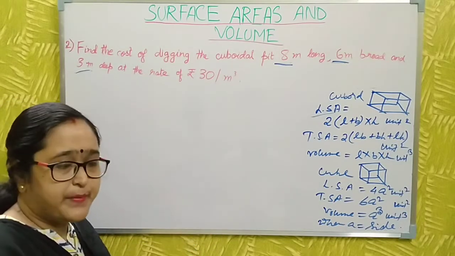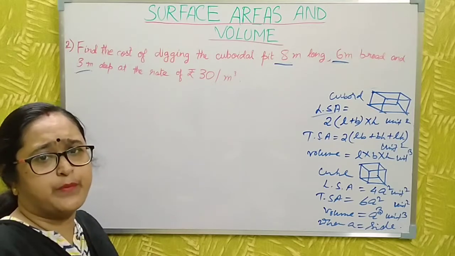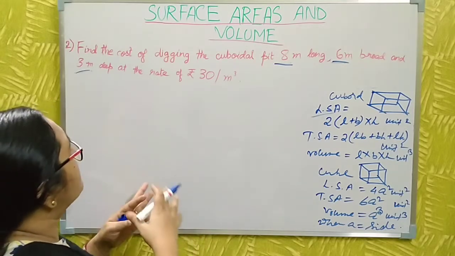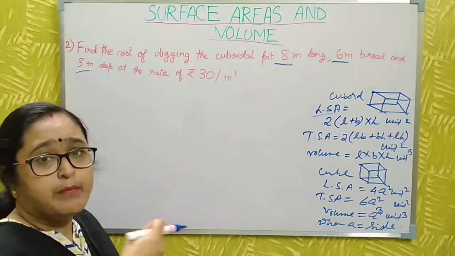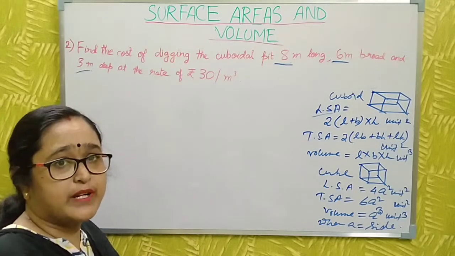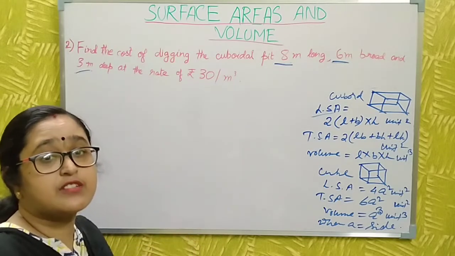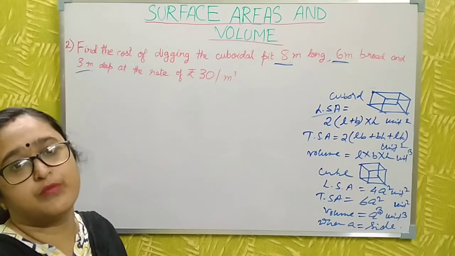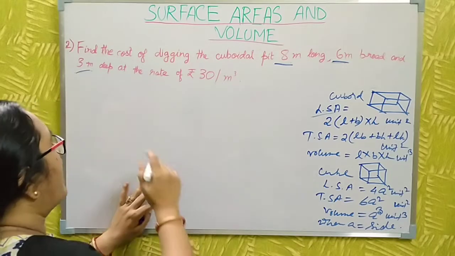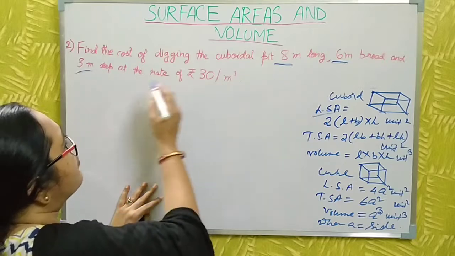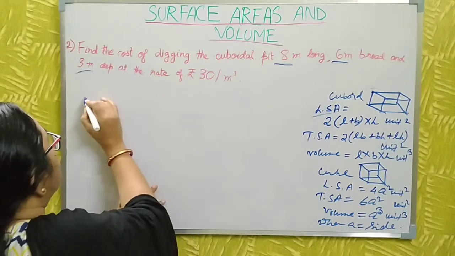Find the cost of digging a cuboidal pit. Okay, a pit, a cuboidal pit means a well type. From the pit you have to find the cost of digging. That means you just find the volume of the cuboid. Okay. Now you find the volume of the cuboid.